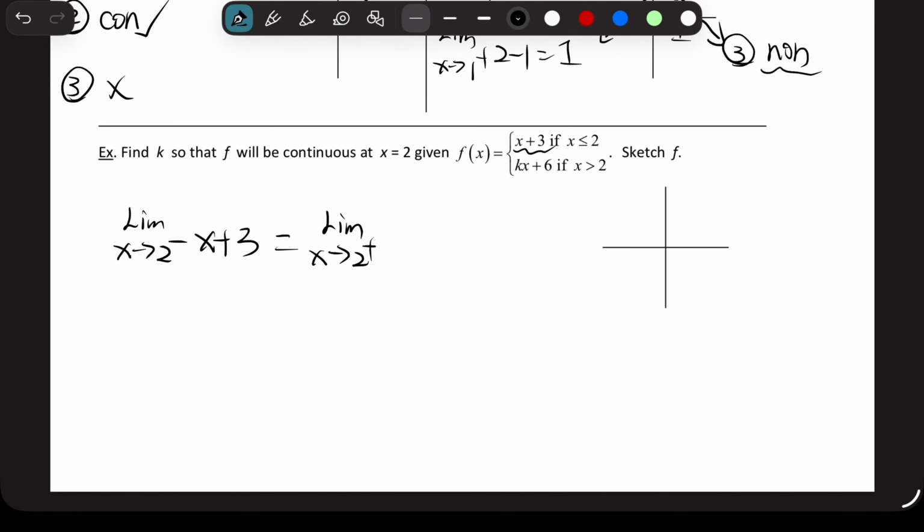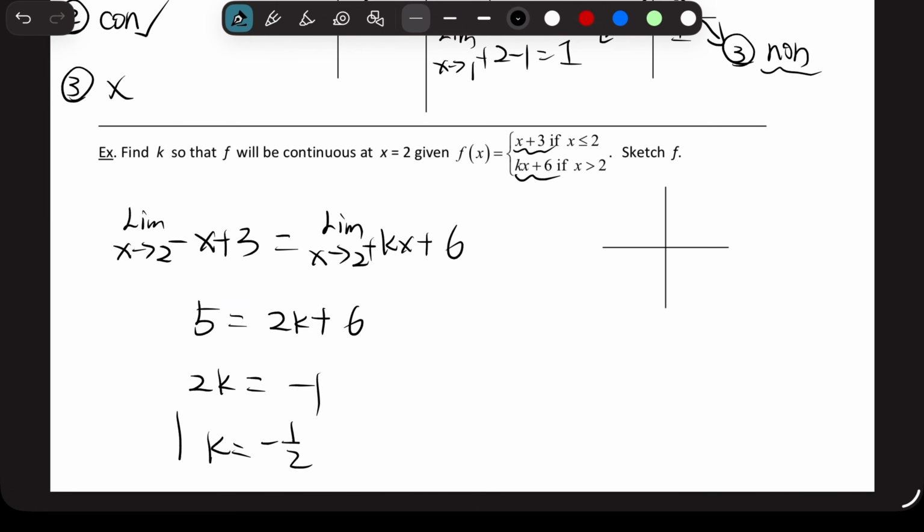Just from the right side, we have to plug in the second equation. So it's kx plus 6. We just plug it in. We can get 2 plus 3, 5 equals 2k plus 6. So 2k equals negative 1, k equals negative 1 divided by 2.